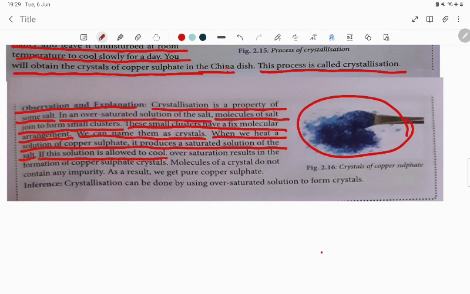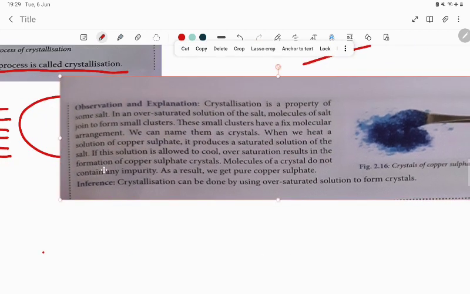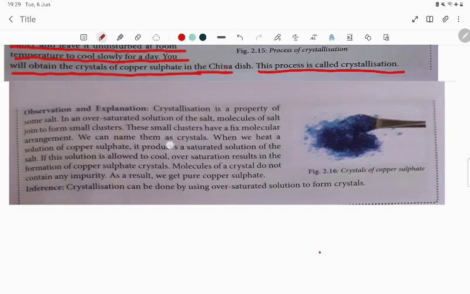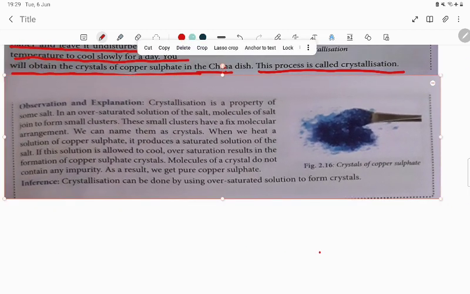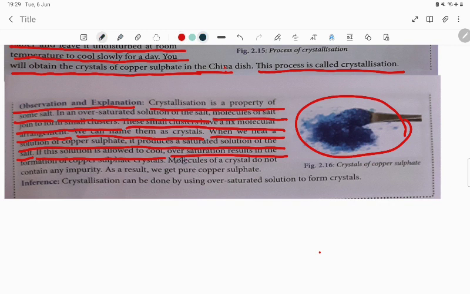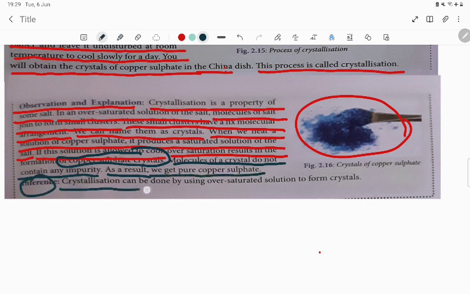If this solution is allowed to cool, it becomes an oversaturated solution, resulting in the formation of copper sulfate crystals. Molecules of the crystal do not contain any impurities. As a result, we get pure copper sulfate. What is the inference? Crystallization can be done by using an oversaturated solution to form the crystal.